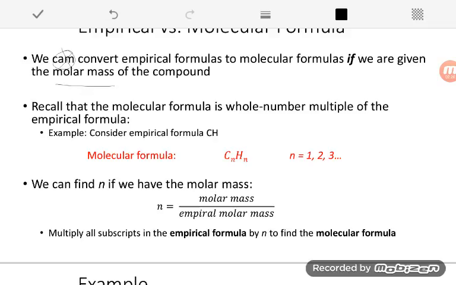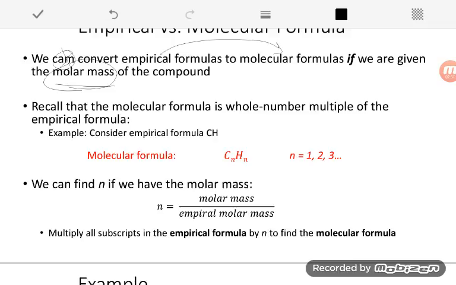Now you might ask, well, how would we know the molar mass if we didn't even know what it was? But it turns out there are ways to determine this. In Chapter 5, when we're talking about gases, we'll see how we could use experimental data to actually determine the molar mass of a compound. So that is possible. And we can use that to convert an empirical formula into a molecular formula.